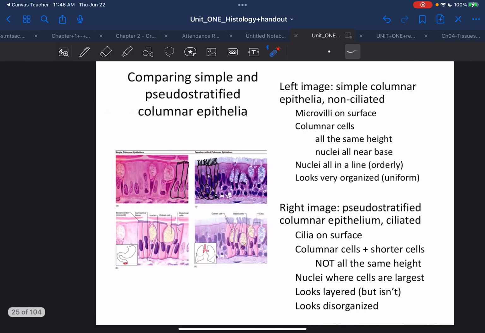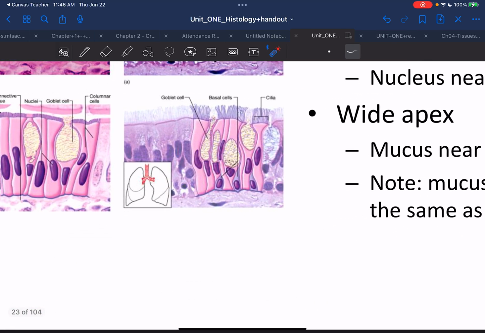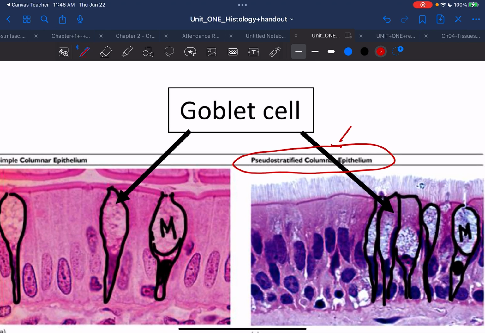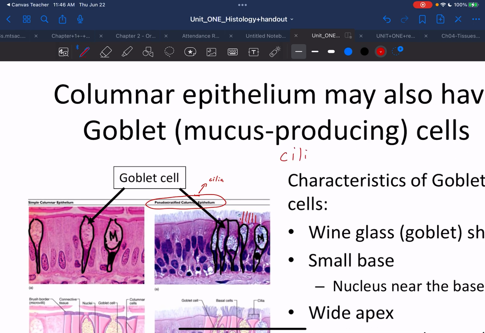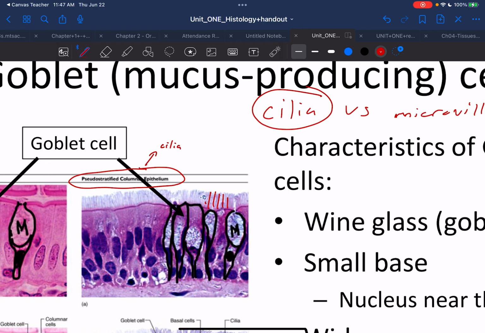And the last thing I do need to add before we move on is microvilli versus cilia. Pseudostratified columnar epithelia are particularly known for having cilia. And cilia are also going to be projections that are on the lumen side. Now, what is the difference? I'm going to write it large for everybody. Cilia versus microvilli. What do microvilli do? Absorb. Cilia do not absorb. Their job is to move substances, to move particularly mucus, and anything trapped within that mucus.